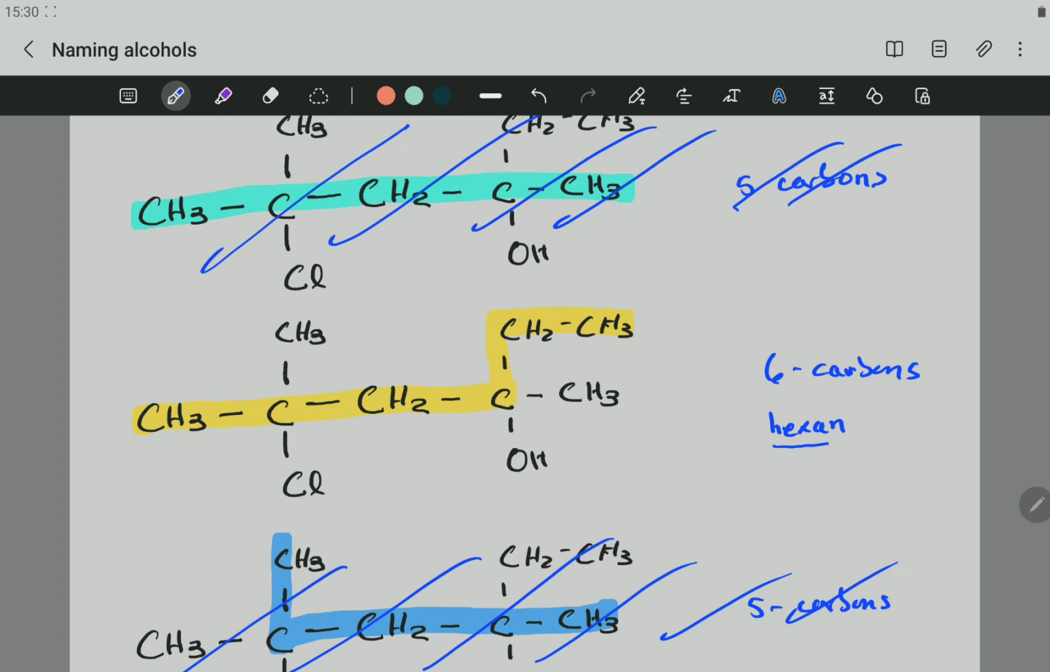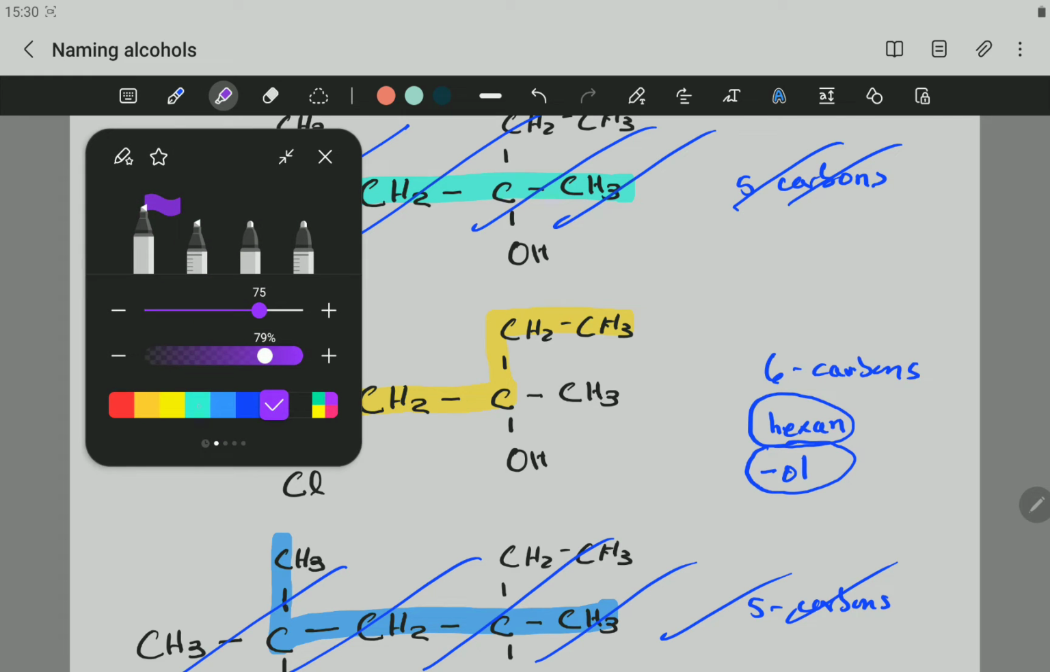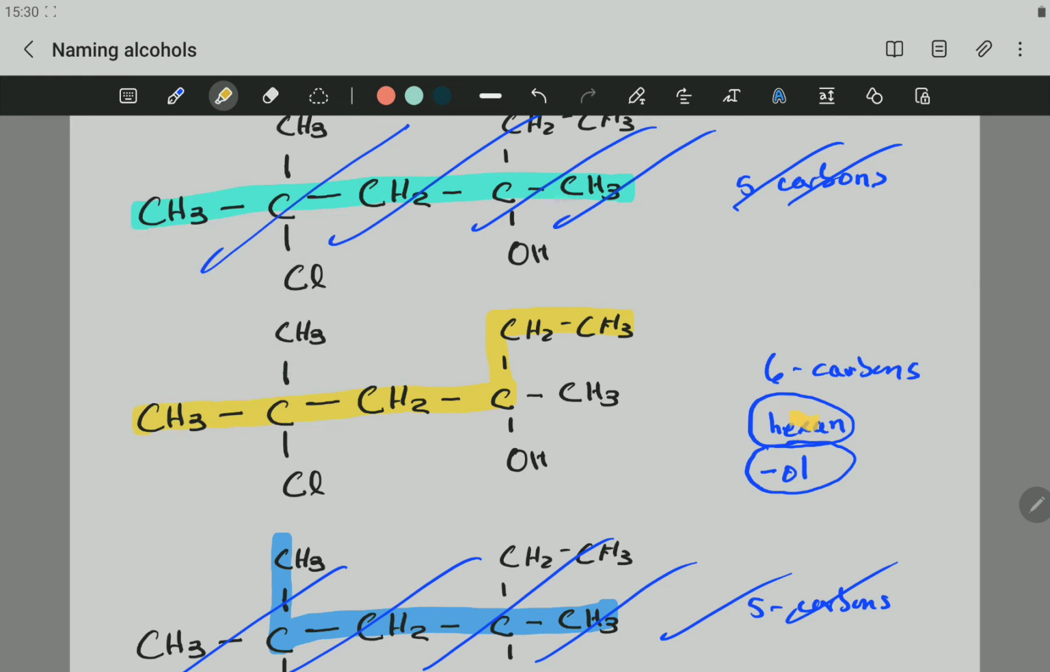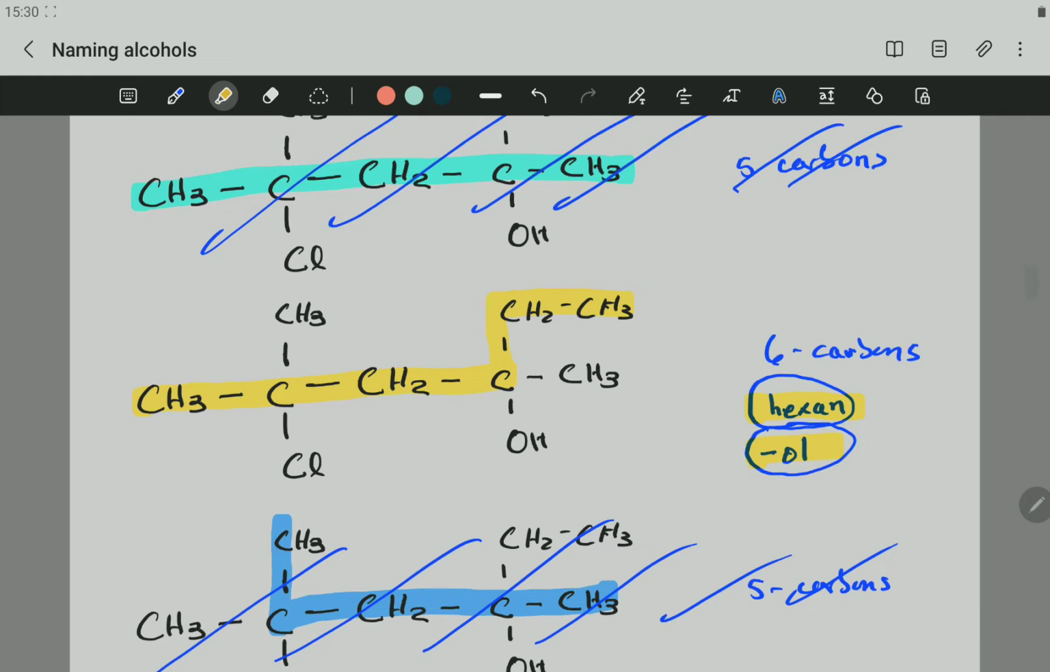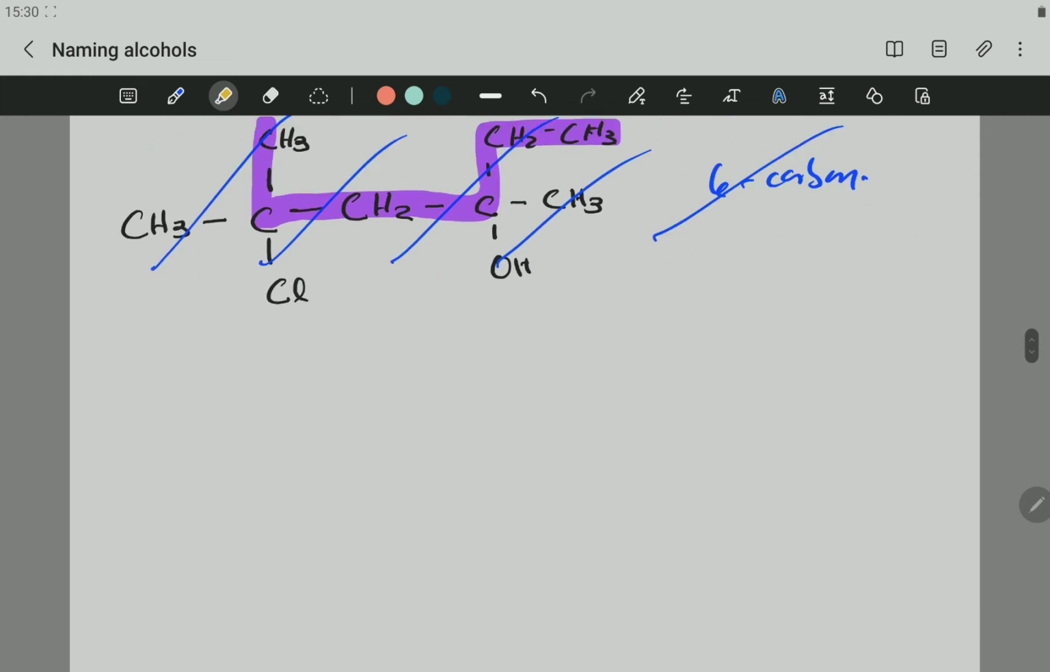Remember the ane. So up until here, we have that it's going to be hexane and it's going to be ol. Okay, so somehow it's going to be ol and hexane. That is what we have up until now. So let me just do this so we know what we have. It's like we're getting the data for the answer. We're going to the next step.